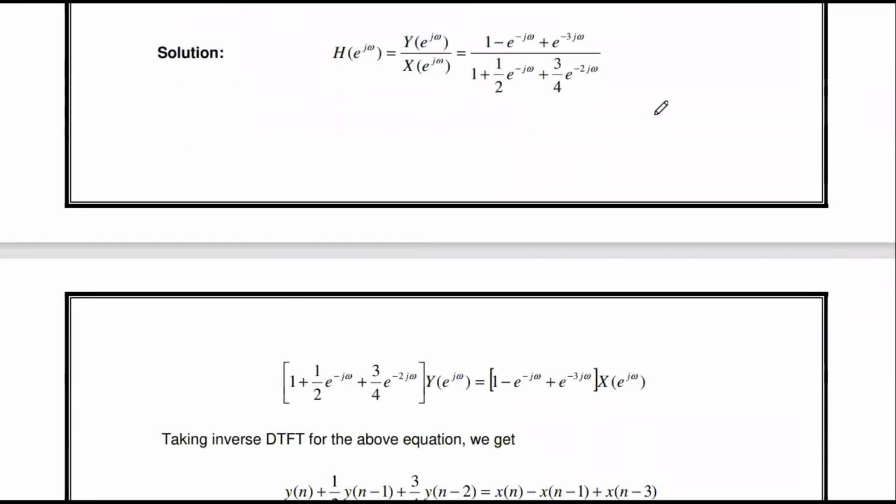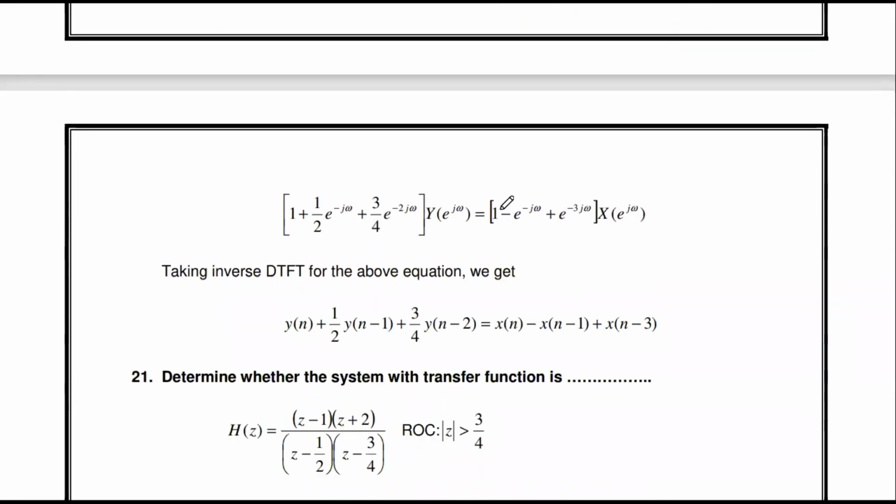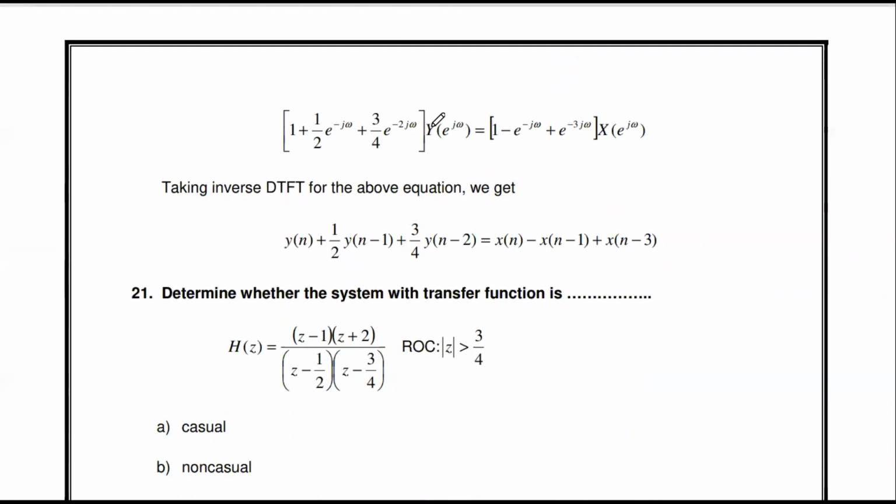Okay, so here you write H of e power j omega. Then H of e power j omega is nothing but Y of e power j omega by X of e power j omega. Then you cross multiply the two things. So we can write the denominator term into Y of e power j omega equal to the numerator into X of e power j omega. Then you give this Y of e power j omega to each term. Then we have to take the inverse DTFT. In that problem we took the inverse Z transform. Similarly here we have to take the inverse DTFT.